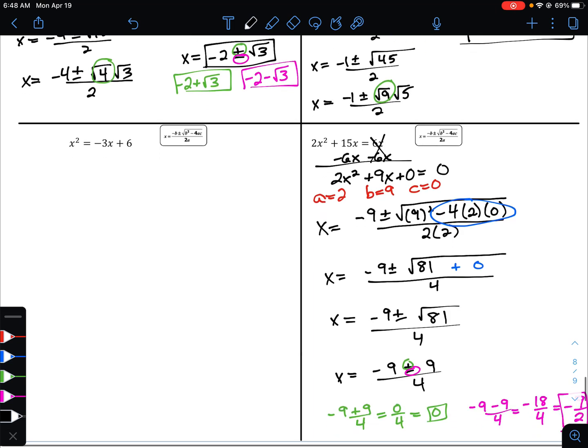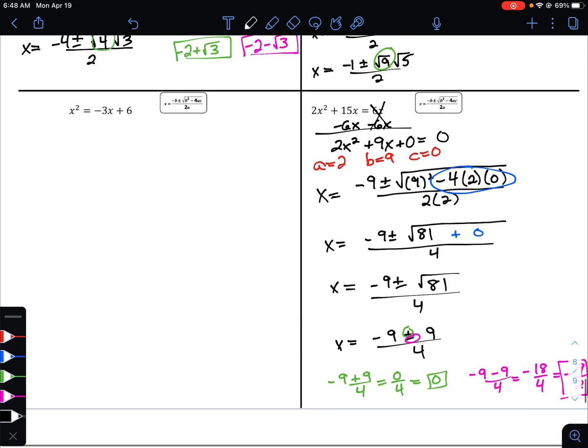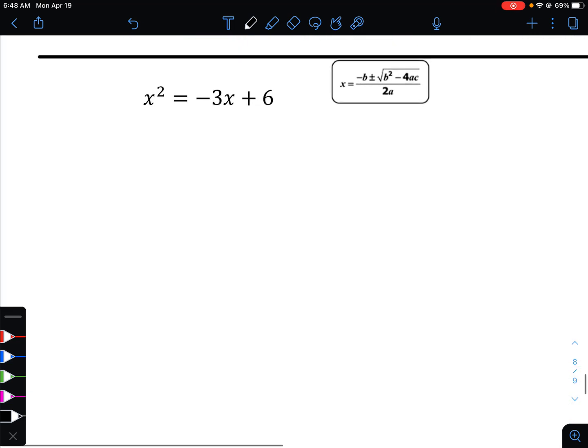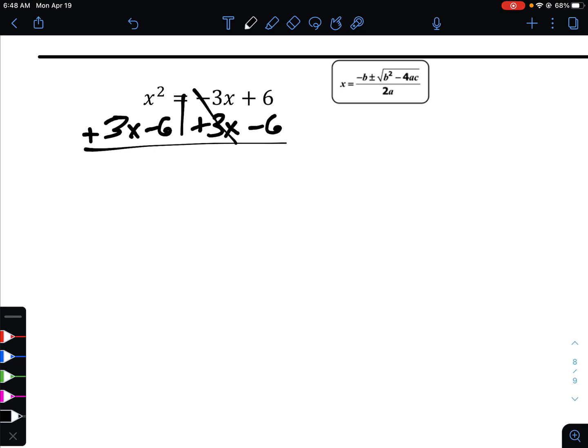All right, let's take a look at one last problem, and I think that'll be good for this section. So our last example is that x squared is equal to negative 3x plus 6. All right, so again, we need to have one side of our equation equal to 0. So let's go ahead and get the right side of our equation to equal 0. So that would be to add 3x to both sides and subtract 6.